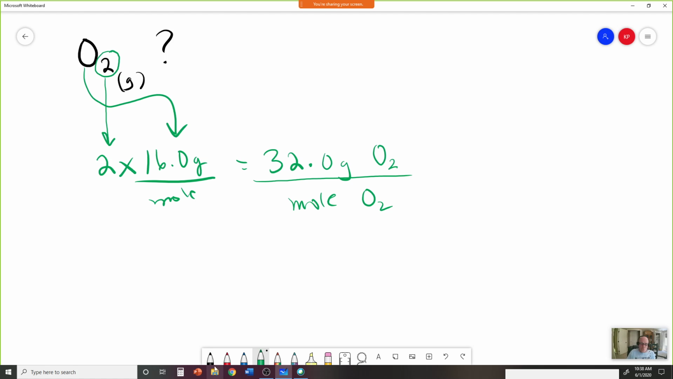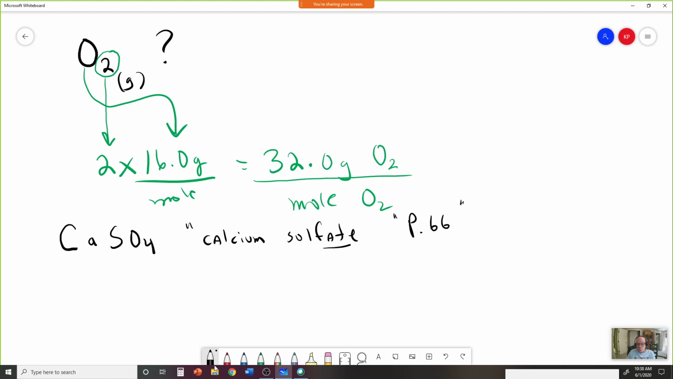Let's say we were trying to do calcium sulfate. This is calcium sulfate. You name the metal, calcium. You name the polyatomic, that is sulfate. And by the way, if you don't know these yet, that's on page 66. Okay, so what would we do there?